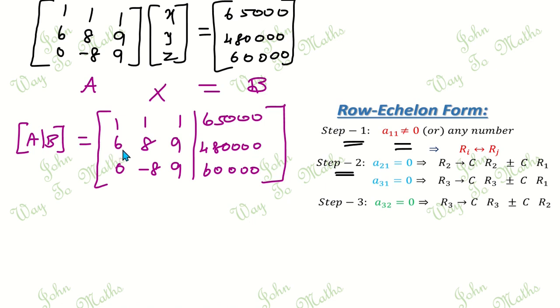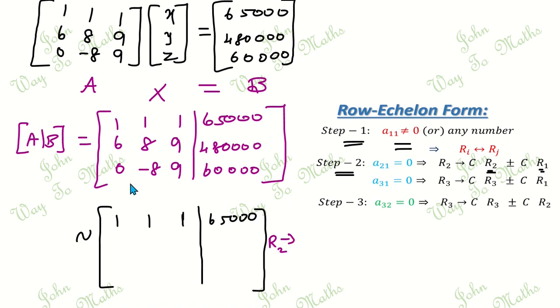Here there is 6, so we are going to make that 0 using row 2 and row 1. So the first row we can enter as it is. R2 becomes, comparing R2 and R1, 6 multiplied by 6, we get 6 minus 6, easily we get 0. So R2 minus 6 times R1. So R2 becomes 6 8 9 4,80,000.